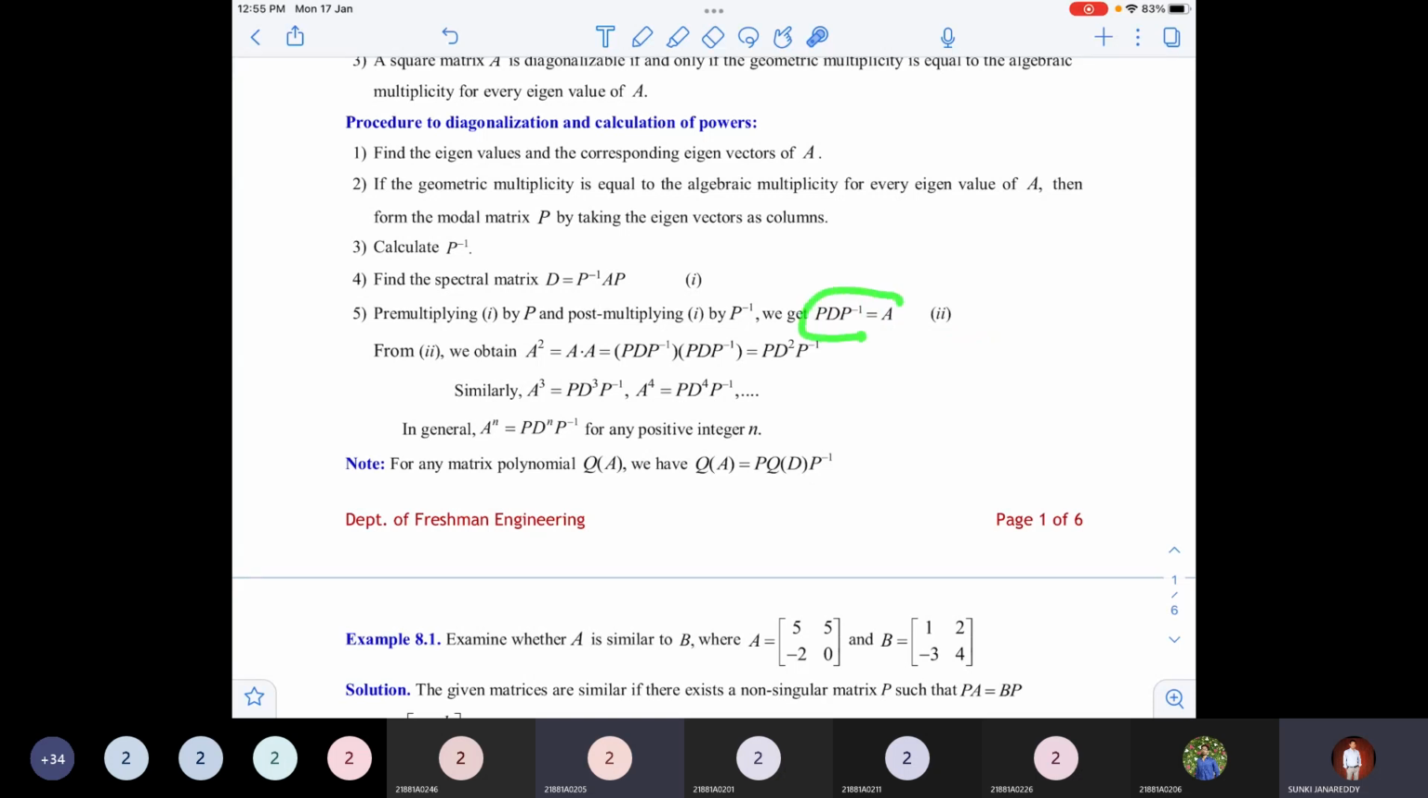Here what we got now, P into D into P inverse equal to A, right? Then what is A square? A square means A into A, that is P into D into P inverse into P into D into P inverse. Like this we can write. By associative law, we can write like this.